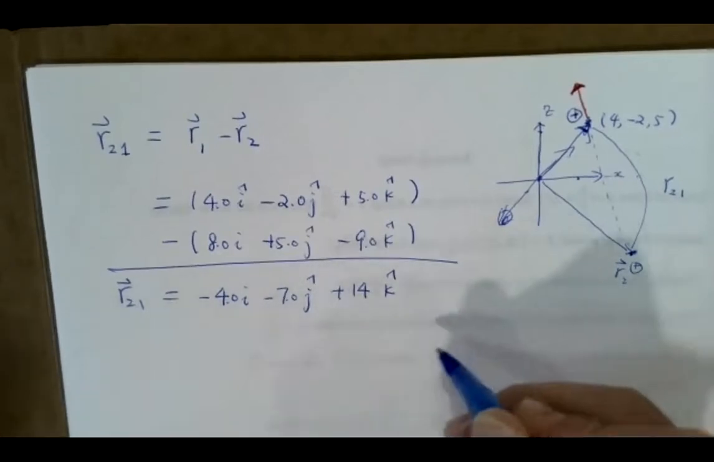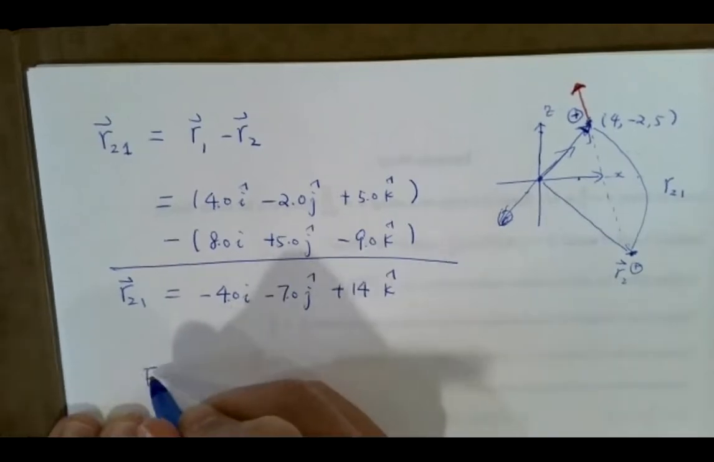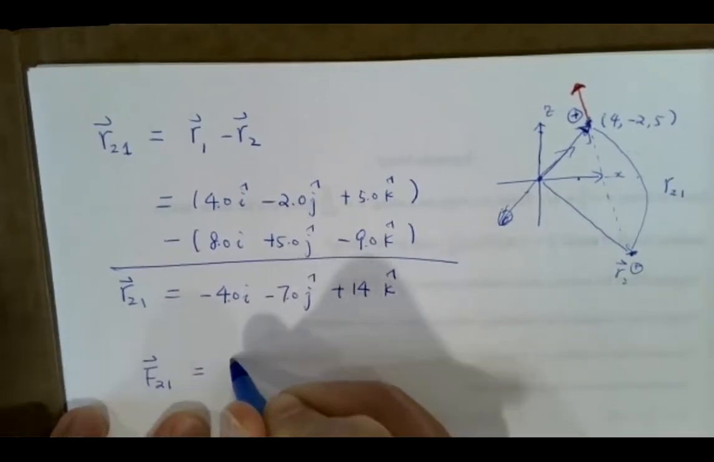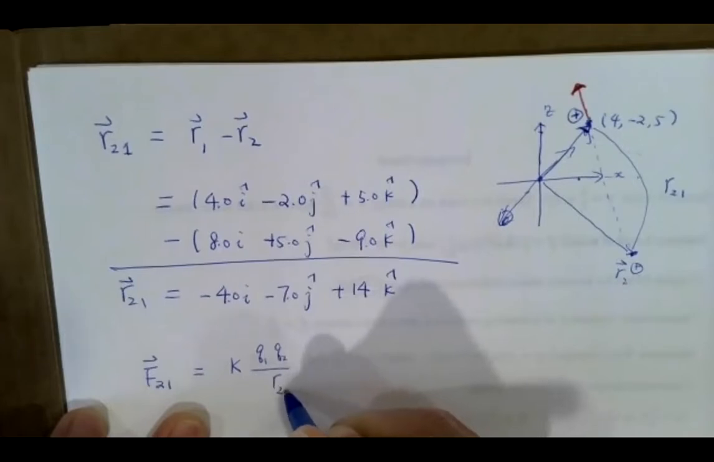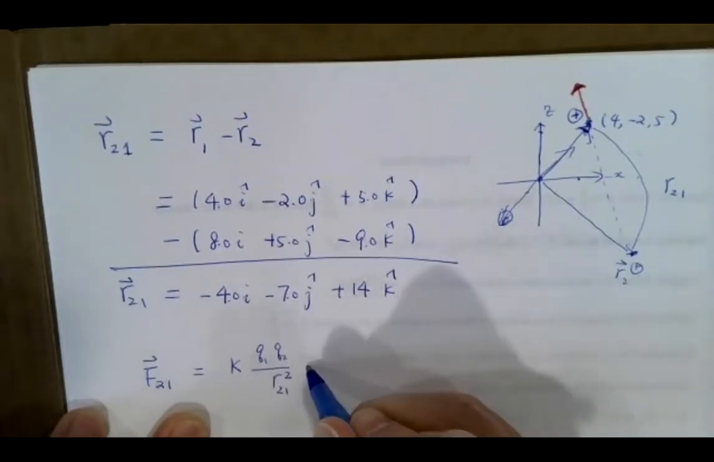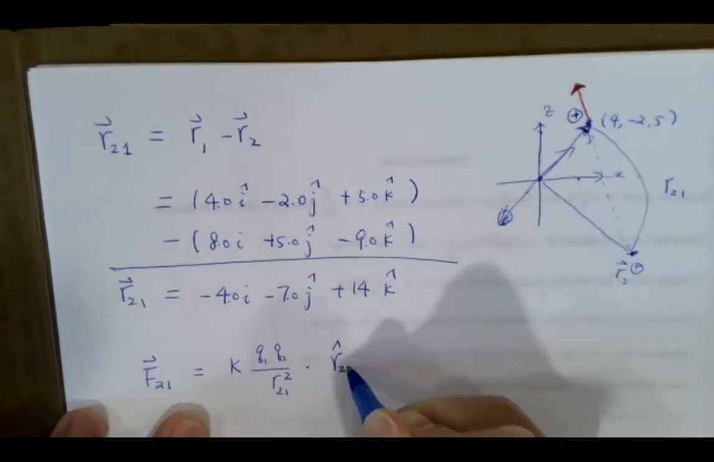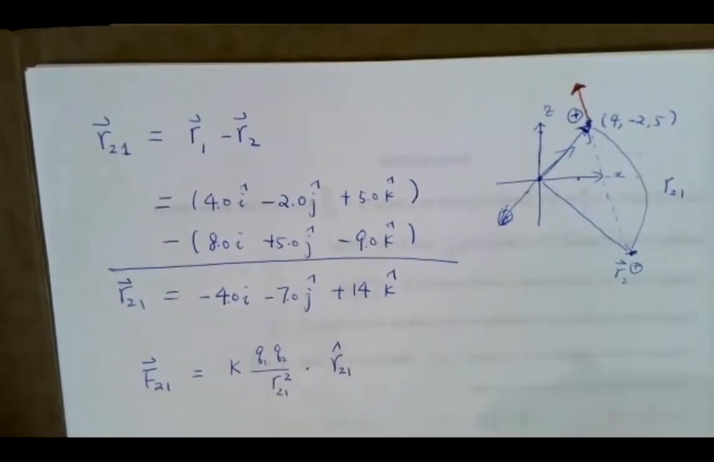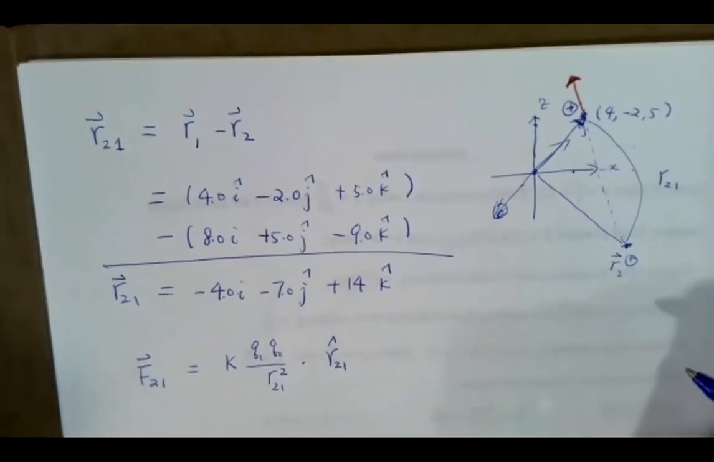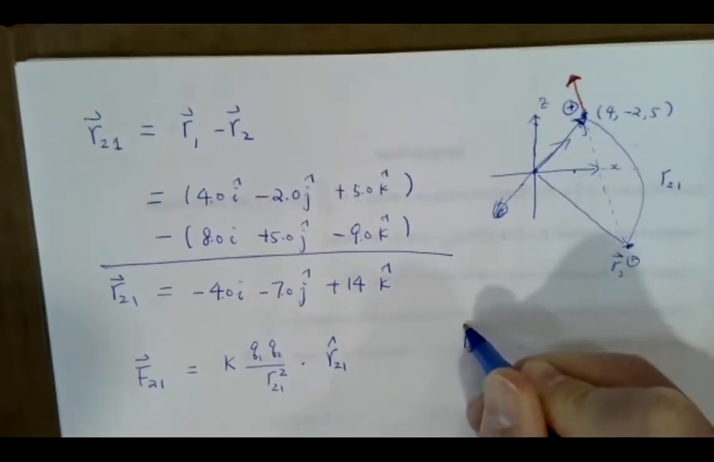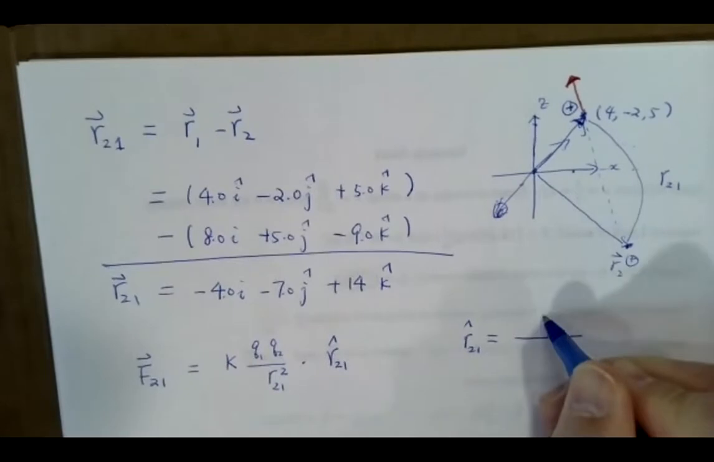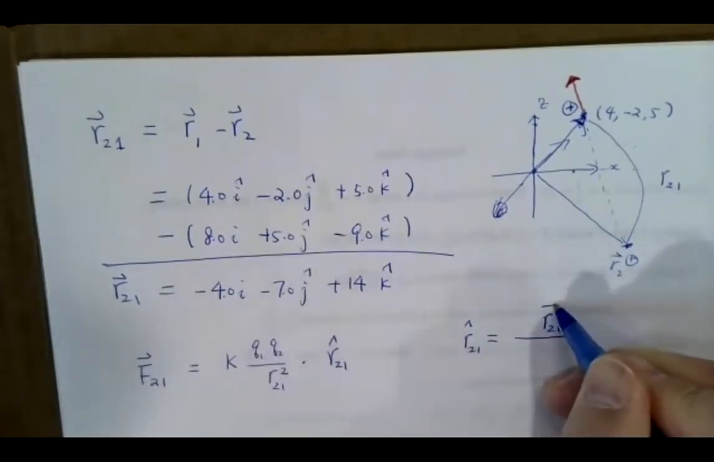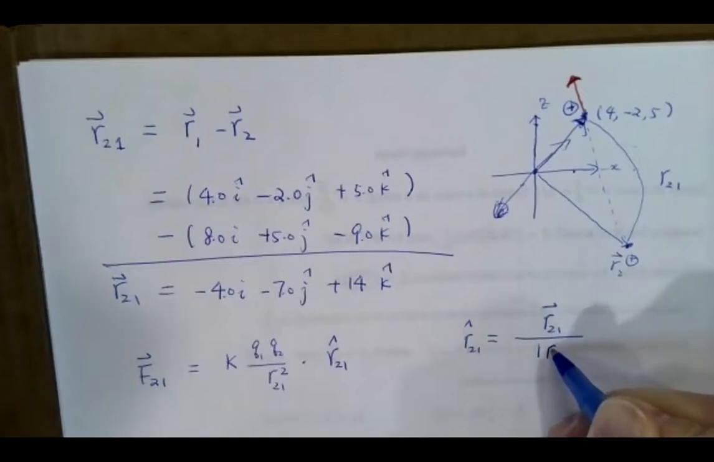And remember, the force in vector form from 2 to 1 should be equal to k q1 q2 over r from 2 to 1 squared times the unit vector of this guy. Now, if you remember, for the unit vector you can do it this way. The unit vector of this guy should be equal to the vector itself divided by its magnitude.